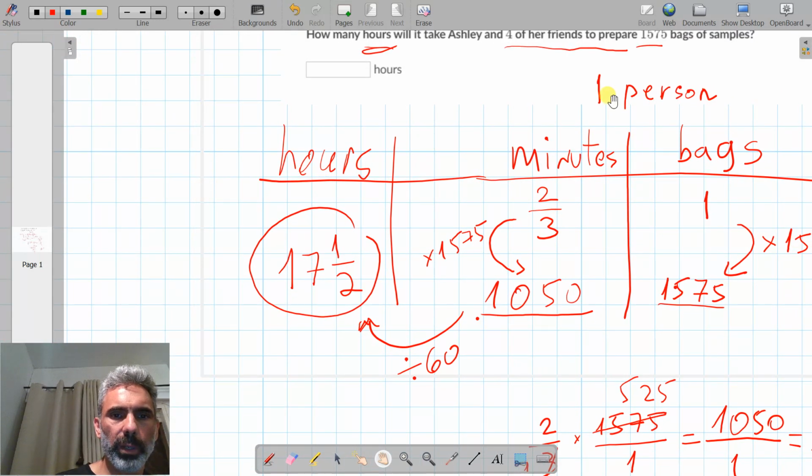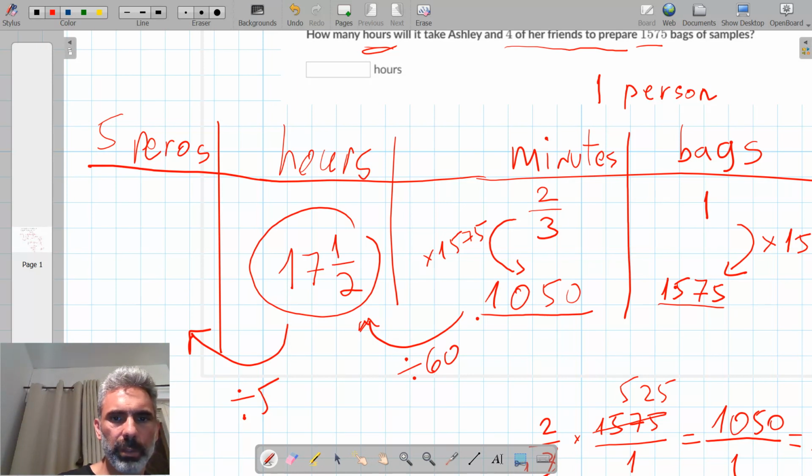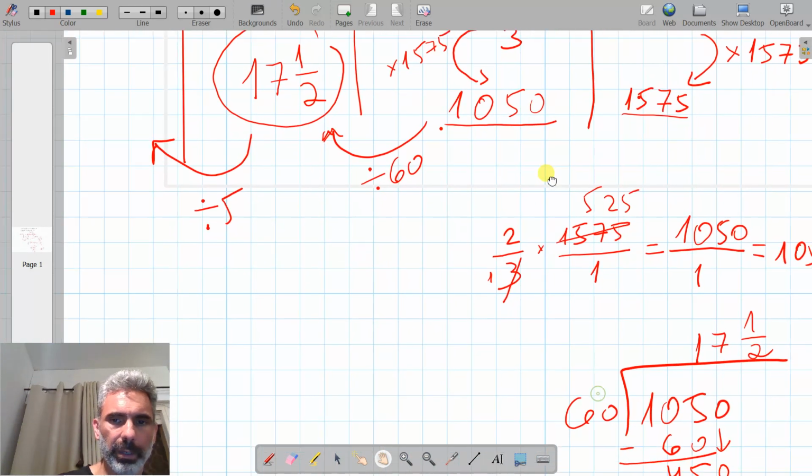So this number of hours is if we had 1 person making the bags, but since we have 5 persons, we have Ashley and 4 of her friends. So we have 5 persons. So we need to divide this by 5 to get the amount of hours that it takes 5 persons to make this amount of bags.